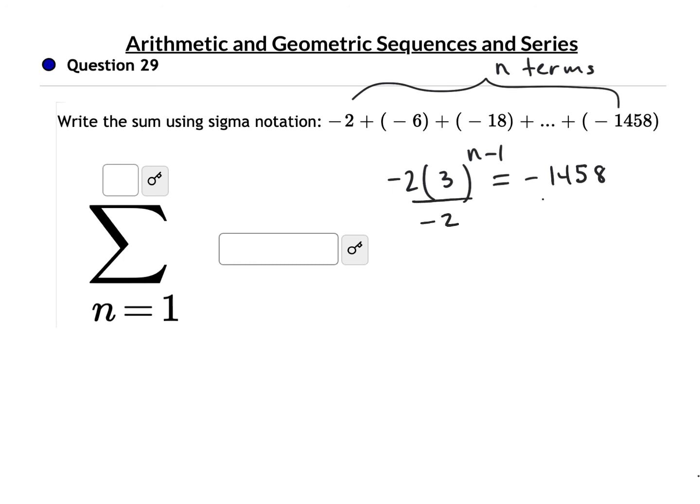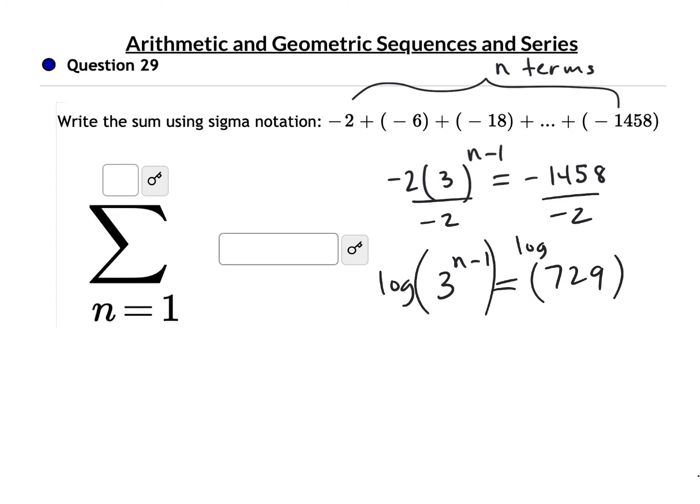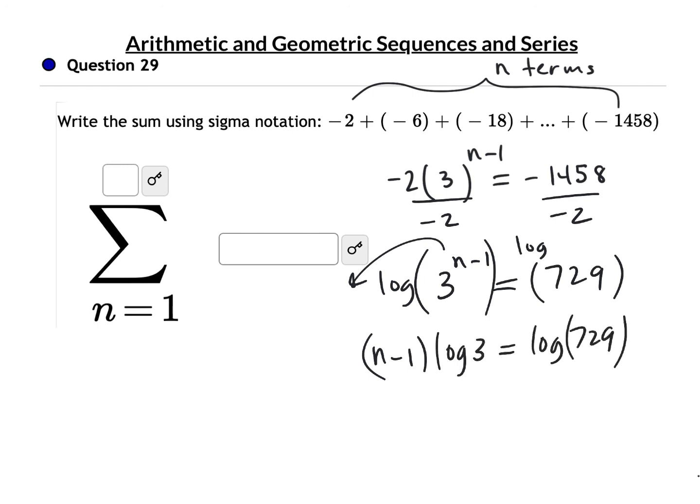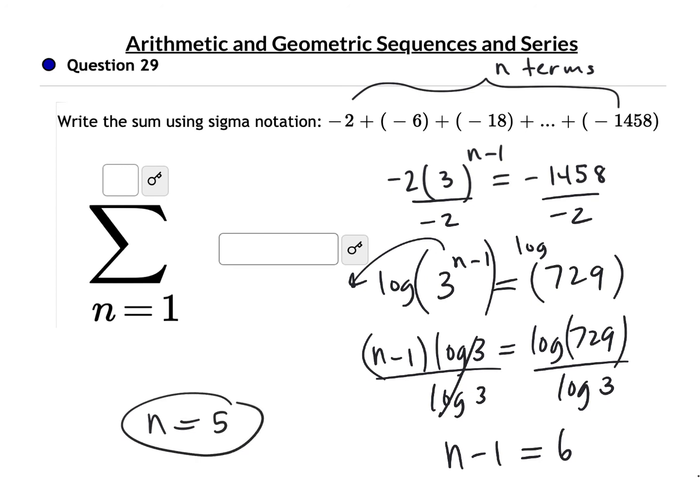Divide both sides by negative 2. 3 to the n minus 1 power is 729. Now let's take the log of both sides. And we'll bring the n minus 1 down. We'll divide by the log of 3. We get n minus 1 equals 6. Add 1 to both sides, and we can see the n would equal 5. So from 1 to 5, there are 5 terms.